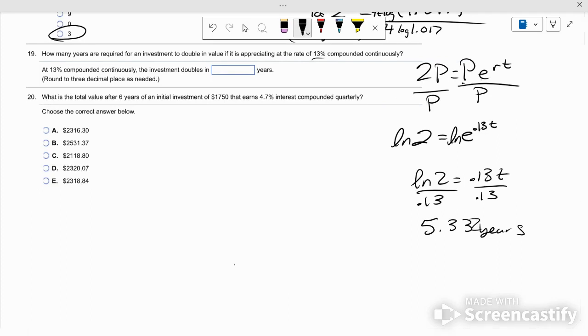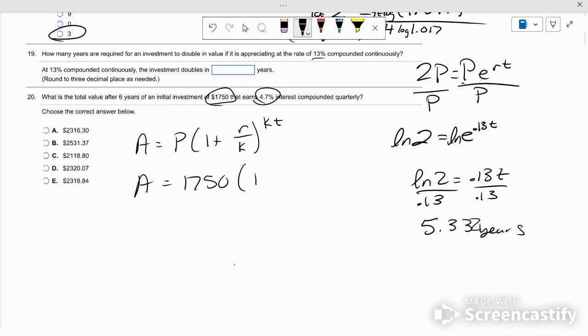Okay, last one. What's the total value after 6 years of an investment like this that earns that much interest compounded quarterly? So if it's compounded quarterly, the amount equals the principal times 1 plus the rate divided by the number of times compounded, to the KT power. So it's 1,750 that earns 1 plus 0.047 divided by 4 to the 4 times 6 power. And just put that in your calculator.